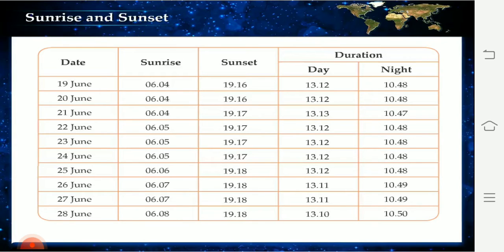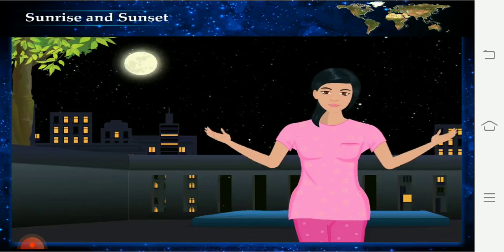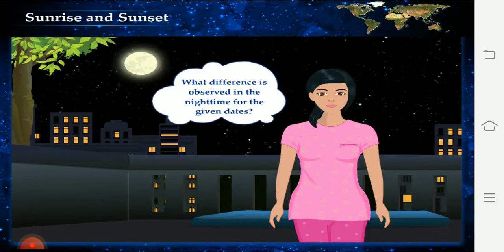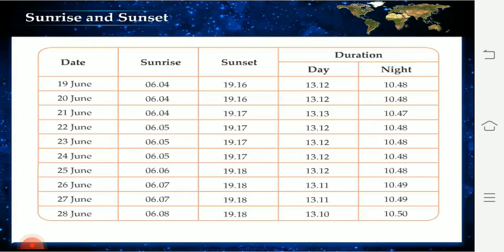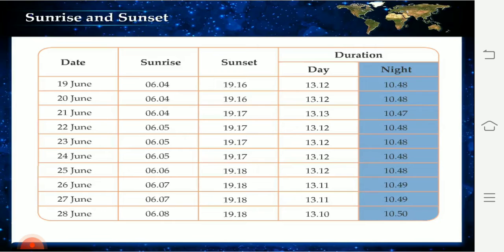Now, carefully observe this table and answer the questions. Observe the chart and tell me which is the longest day. Correct. The daytime on 21st June is of 13 hours and 13 minutes. That means it is the longest day. Now tell me, what difference do you observe in the night time for the given dates? Correct. We can observe that the night time in the chart is slowly increasing day by day. Only on 21st June, the night time is seen to have decreased. It is the shortest night in the northern hemisphere.